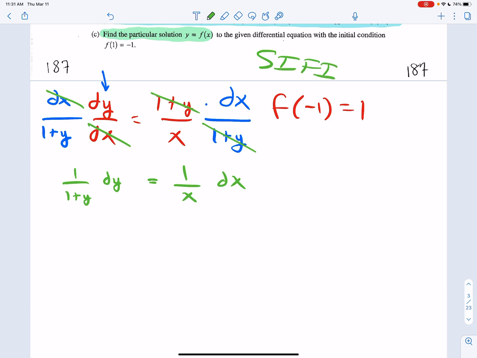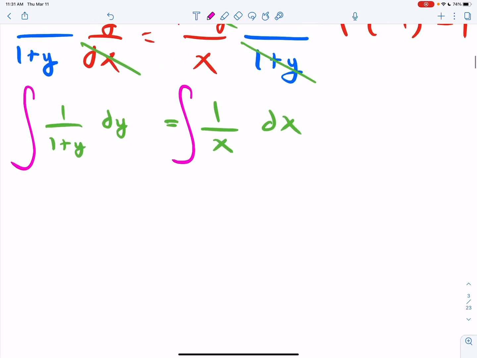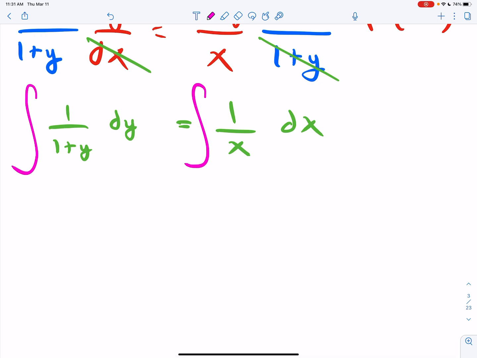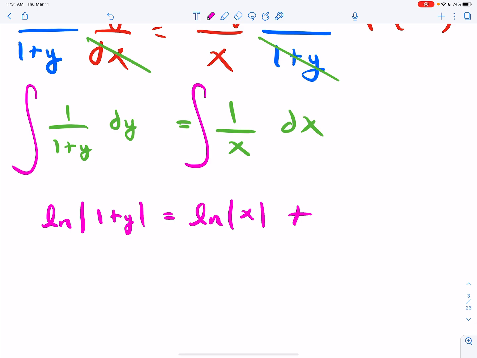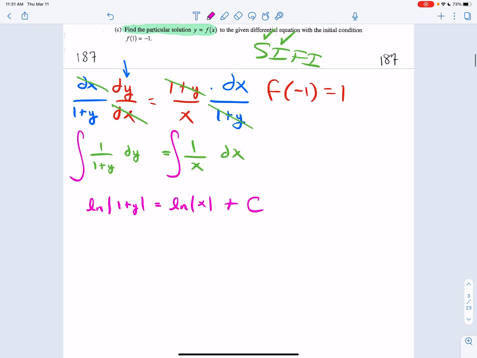Okay, we separate, then now we have to integrate. If you integrate here, 1 over anything linear, only linear, will give you some type of natural log. So here it'll be the natural log of the absolute value of 1 plus y equals the integral of 1 over x, which is just the natural log of the absolute value of x. And don't forget your plus c. Don't forget your plus c. So we separated, we integrated, now we have to find c.